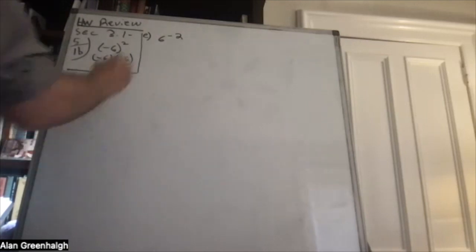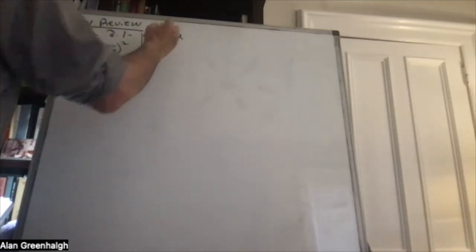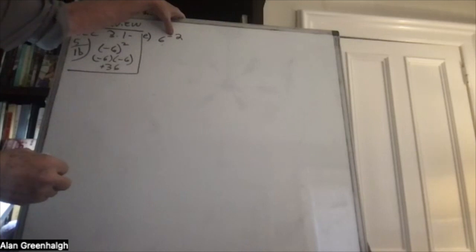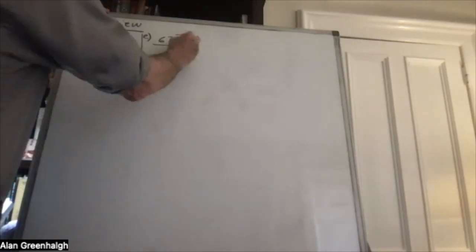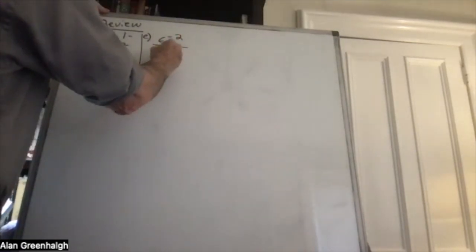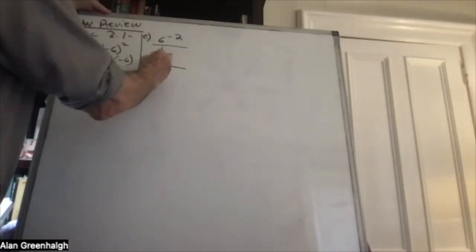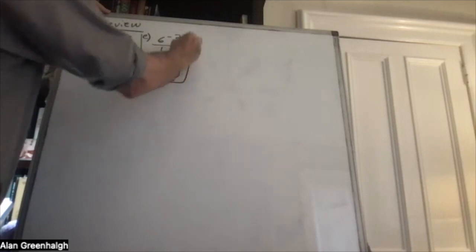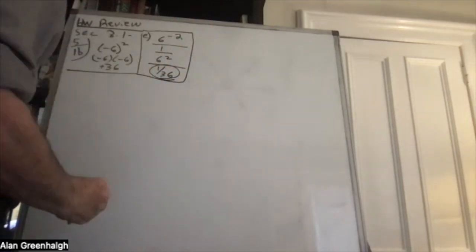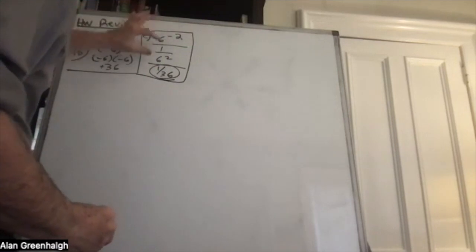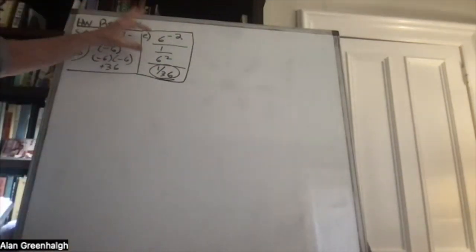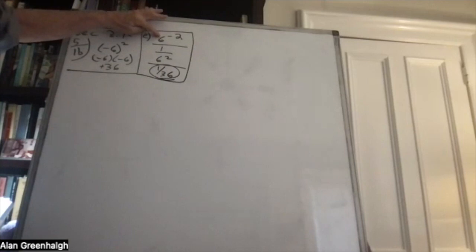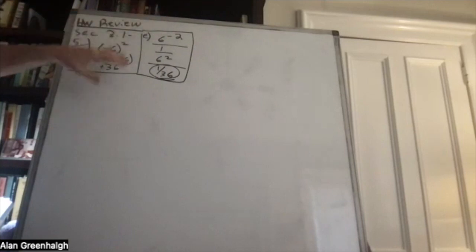Problem E was 6 to the -2. Right off, you start out with the negative, which makes this a fraction. And then that becomes 1 over 36. So the negative, don't forget, means a fraction. Better than a fraction, the negative means that it could be in the denominator.